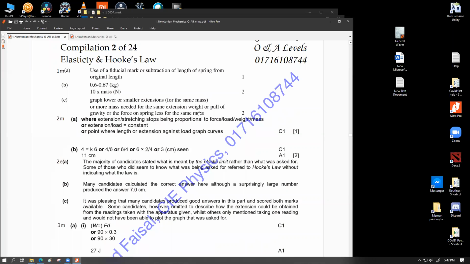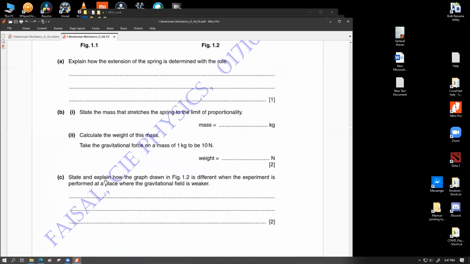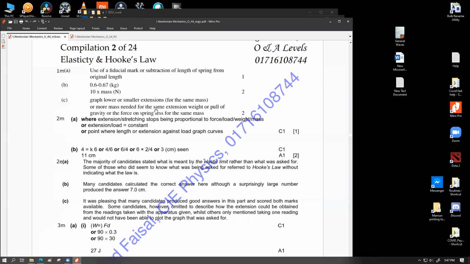So they didn't necessarily go for the higher value of the limit of proportionality. They explained that the graph would be lower, or the gradient should be less, and then they gave a reason why that should happen. I actually didn't see the explain part. I only thought that it's a state question for 2 marks. That's why I went for 2 points. My bad. I should have read the question with better attention.